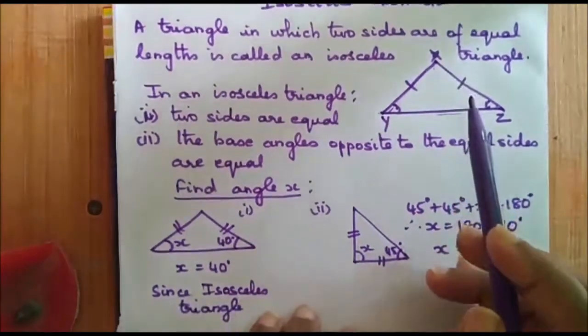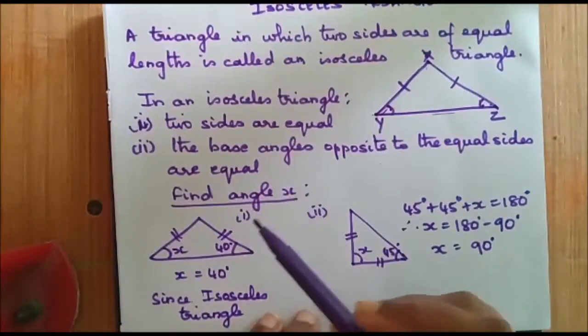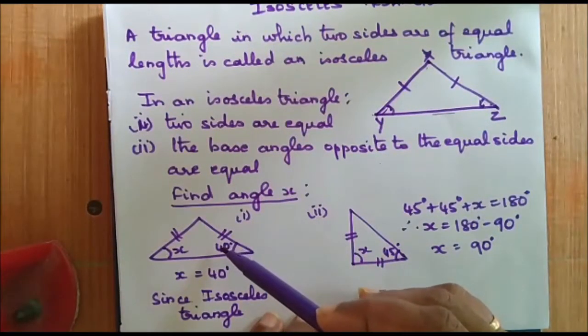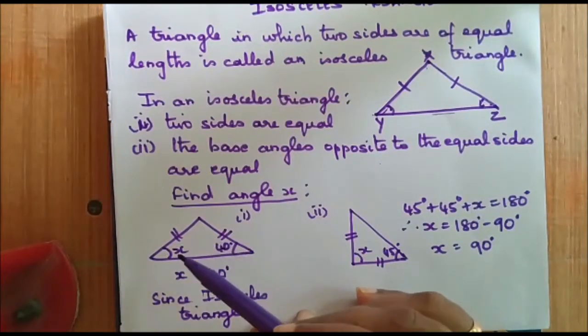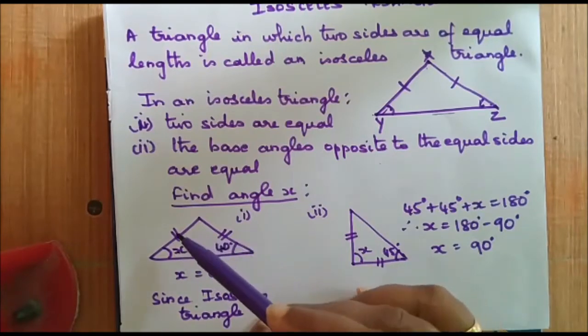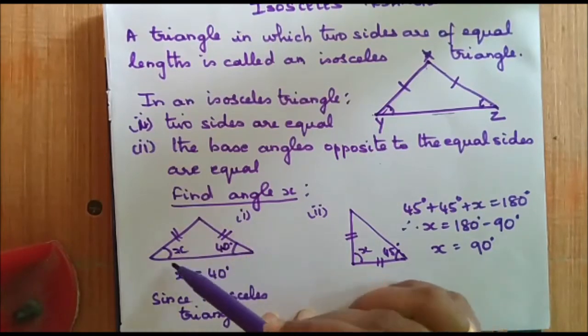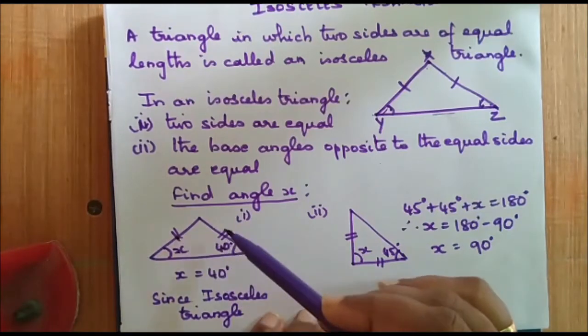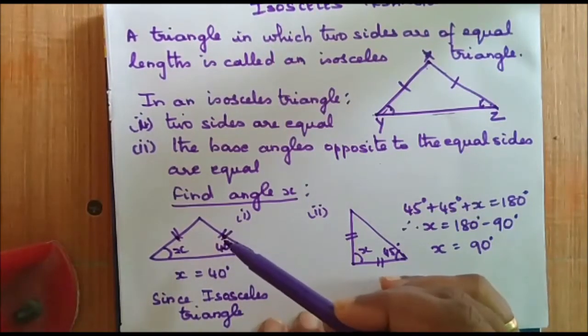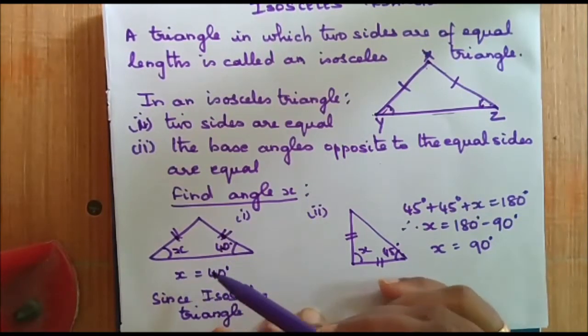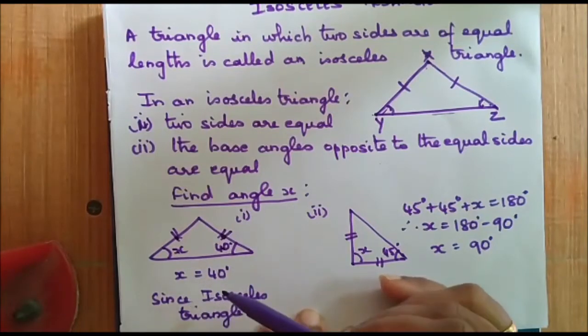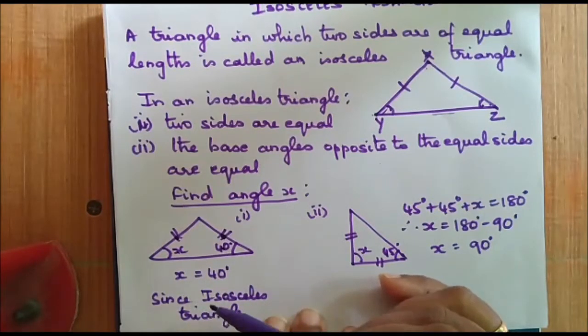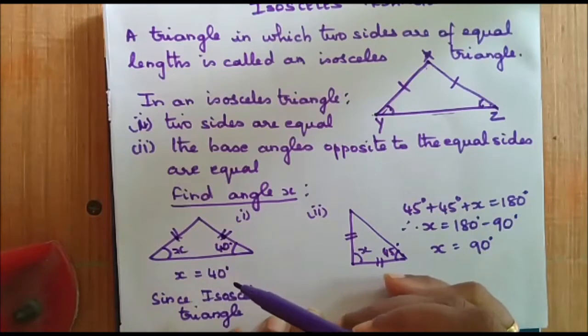Okay. Now, let us find the value of x in this problem. It is given that one of the angles is 40 degrees and the other you have to find, and this is an isosceles triangle. How do I know? This side is equal to this side. Okay. So, my value of x is 40 degrees because this is an isosceles triangle. The base angles are equal.